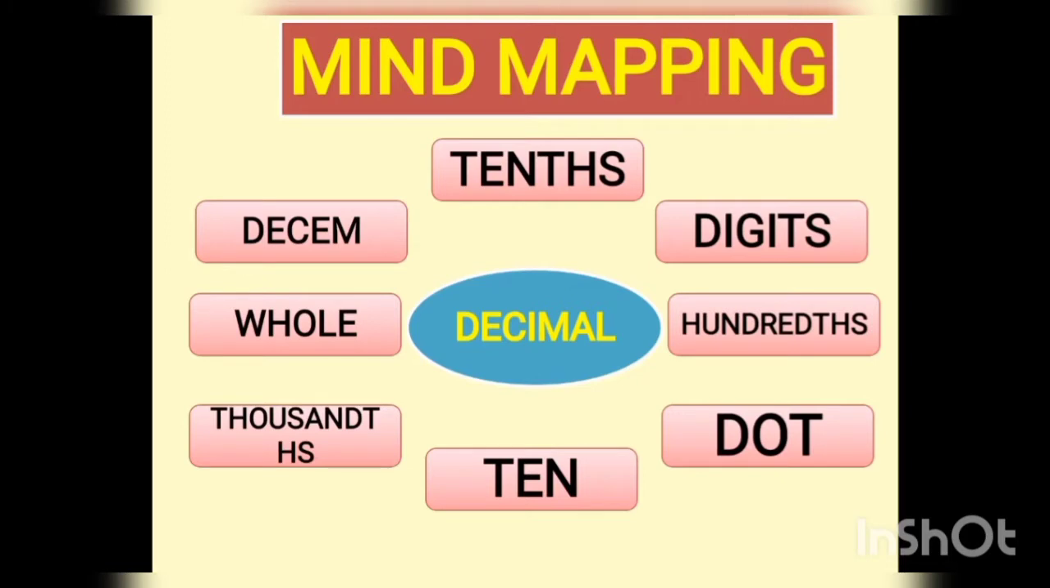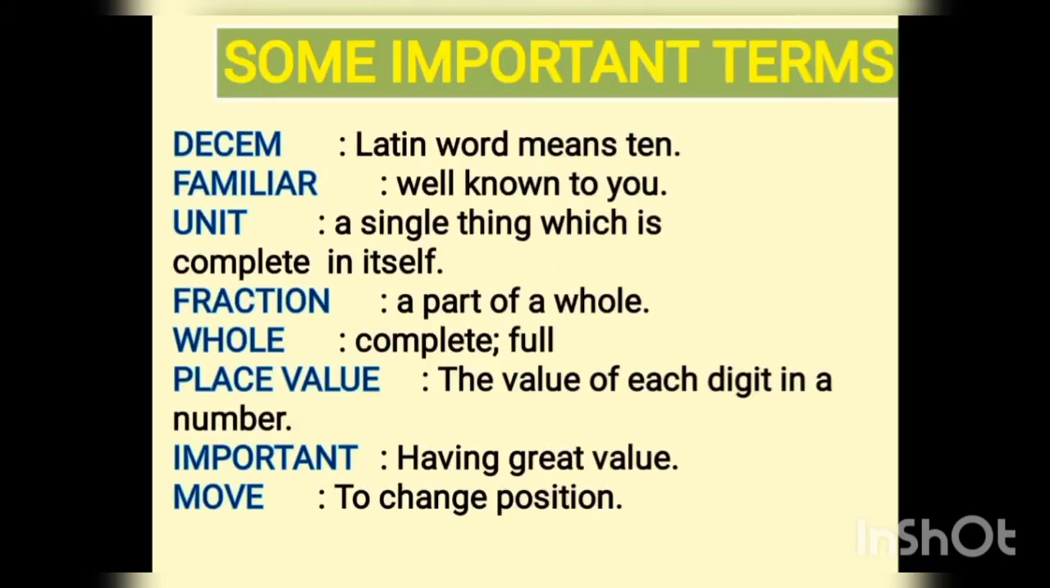First word is digits, hundreds, dot, ten, thousands, whole, decim, tens. Now look forward. Some important terms. Decim, Latin word means 10, familiar, well known to you.